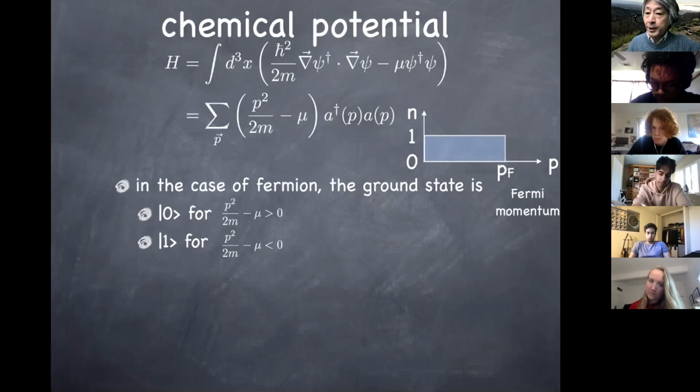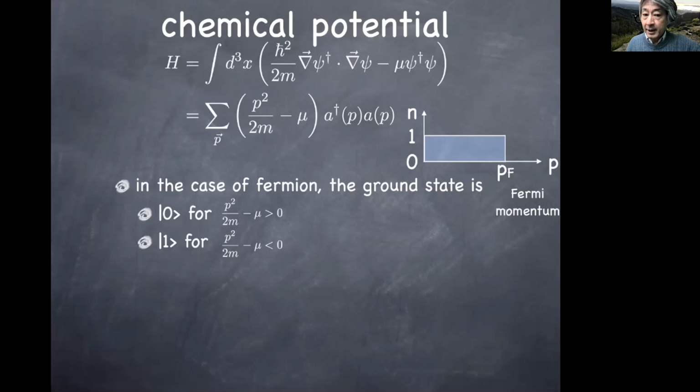You occupy all the states up to the momentum, which is called the Fermi momentum, Pf, where Pf squared over 2m is exactly mu. So for all the momentum modes below the Fermi momentum, because p squared over 2m minus mu is negative, you gain energy by putting one particle into the system. So you occupy all of these momentum modes up to the Fermi momentum. But above the Fermi momentum, p squared over 2m minus mu is positive. So you lose energy by putting a particle into the system. So you rather not. So you keep the state unoccupied. So this is the ground state.